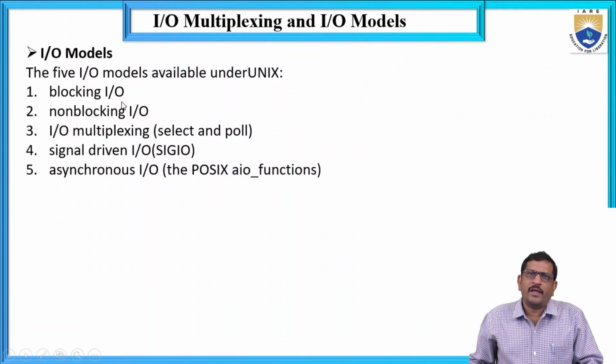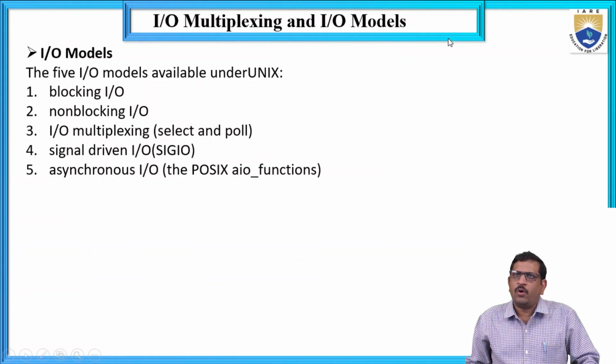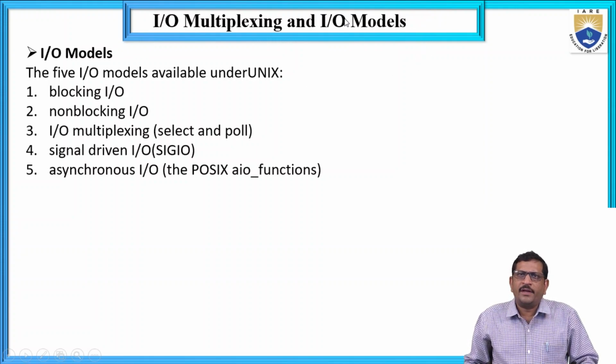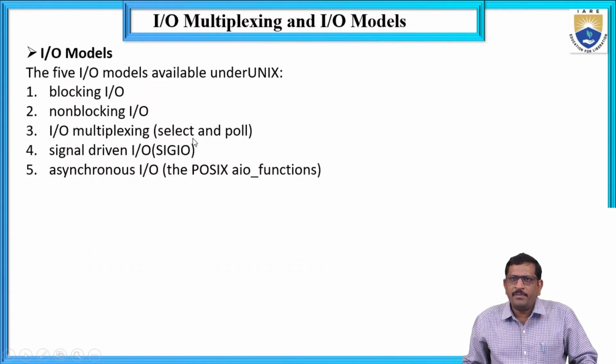Now, the I/O models in input output multiplexing. We can design five types of input output models which are available and which we utilize in the Unix operating system. The first model is blocking input output. The second model is non-blocking input output. The third model is input output multiplexing, which performs selecting a set of input output and polling for processing.